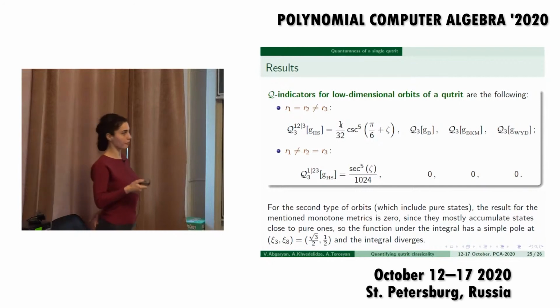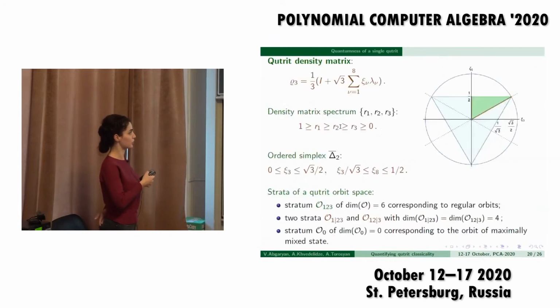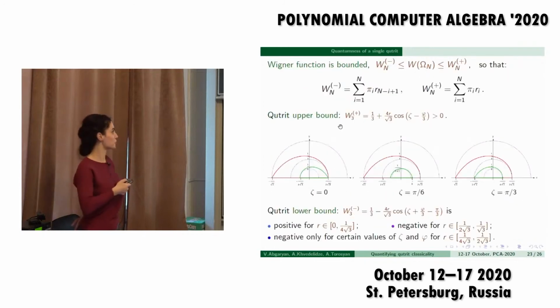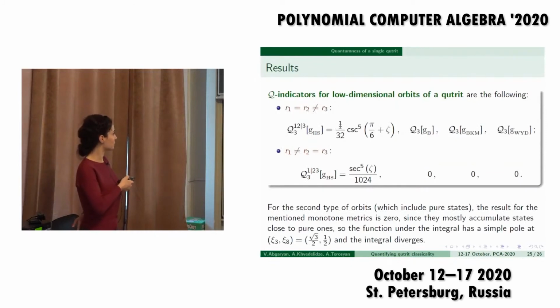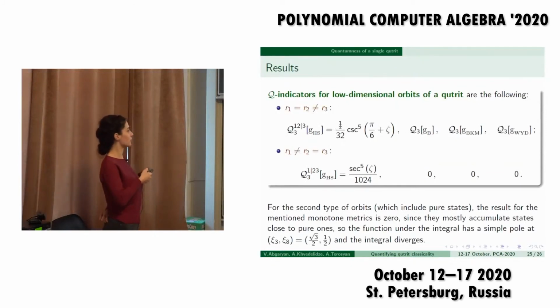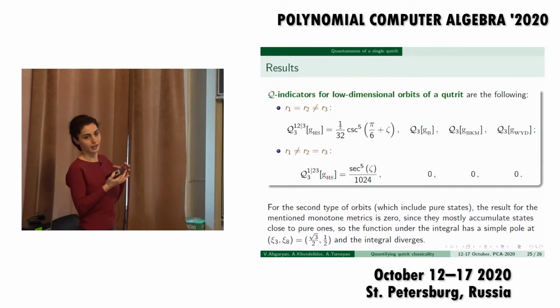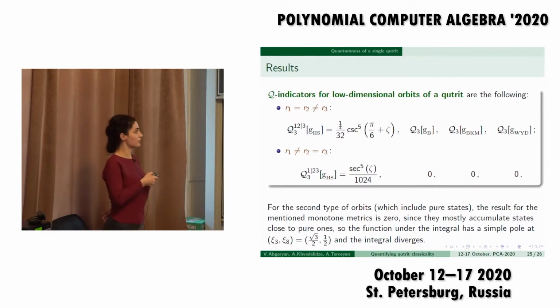These are zero because these types of orbits include pure states. What does it mean, include pure states? Well, speaking strictly, it's this point, the point of so-called pure states, maximally mixed. So the result is zero because they mostly accumulate states close to pure ones, and so the function under the integral has a simple pole at this point, and the integral diverges. That's why these results are zero.